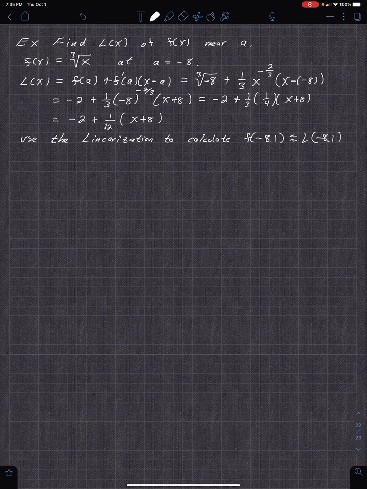Okay. So let's do L of negative 8.1. That's equal to negative 2 plus 1/12, then negative 8.1 plus 8. And I am going to use a calculator to do the rest of this stuff. Negative 2 plus 1/12, negative 0.1. And then when you add that up, you get that is equal to negative 2.008, and then it's 333.